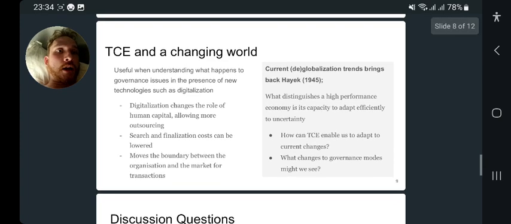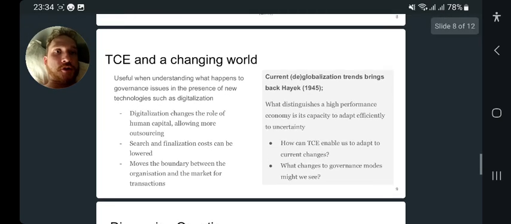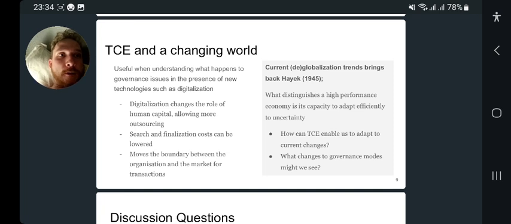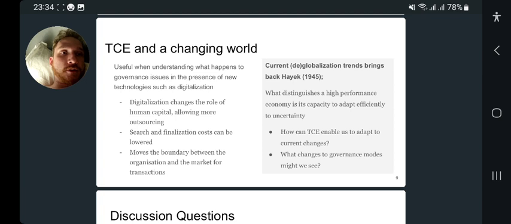And so some discussion questions as we're looking back. Current deglobalization trends bring us back to Hayek, who in 1945 said that what distinguishes a high-performance economy is its capacity to adapt efficiently to uncertainty. When things are changing, if the economy is performing well, then it will adapt efficiently.